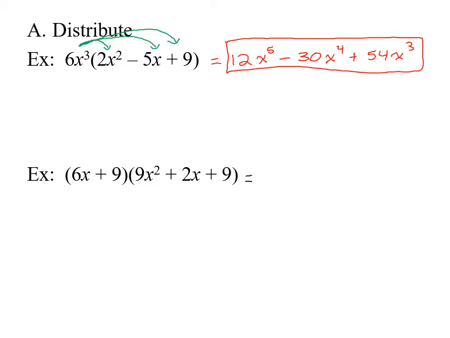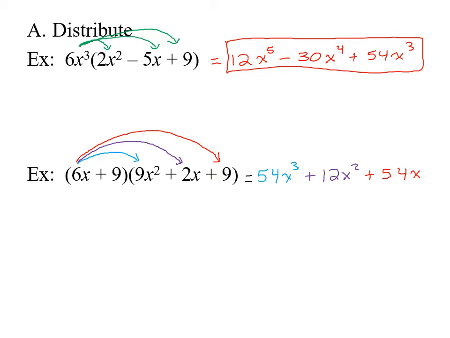But what we'll do is we'll take the first term times the first term all the way across. So the 6 times 9 makes 54. And we're adding the powers. So 1 and 2 make 3. Then we'll do the 6x times the 2x. 6 times 2 makes 12. And we'll have x squared. And then we'll do the 6x times the 9. 6 times 9 again is 54. No x's to add together at this point.